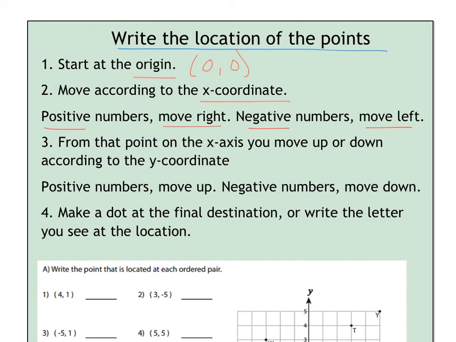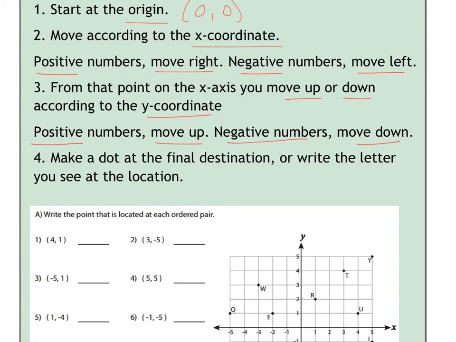From that point on the x-axis, you move up or down, secondly, to the y-coordinate. So it's x and then y. Positive numbers for the y-coordinate move up. Negative numbers for the y-coordinate move down. Then you make a dot at the final destination or write the letter that you see at the location.